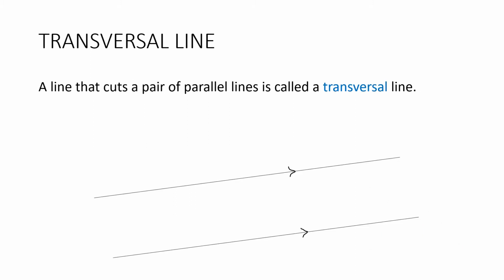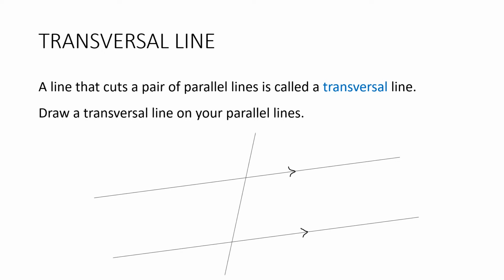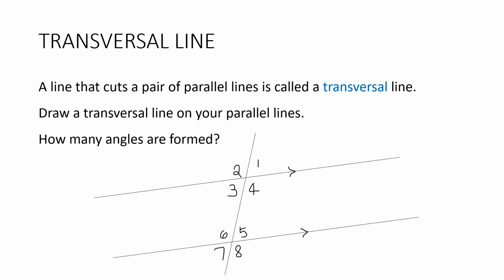A line that cuts a pair of parallel lines is called a transversal line. It doesn't matter how it cuts it, as long as it cuts through those 2 lines. So I want you to draw a transversal line on your parallel lines. How many angles are formed? Let's count them. 1, 2, 3, 4, 5, 6, 7, 8. There are 8 angles formed.